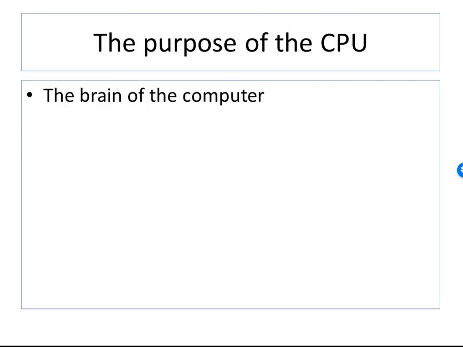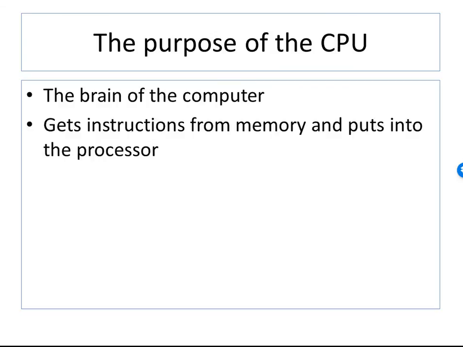So the purpose of the CPU is that it is the brain of the computer. It gets instructions from the memory and then puts them into the processor so it can do the instructions and then go further with the output. If you think back to the previous video where we talked about what a computer system is, the processing part of every computer system in this case is the CPU.